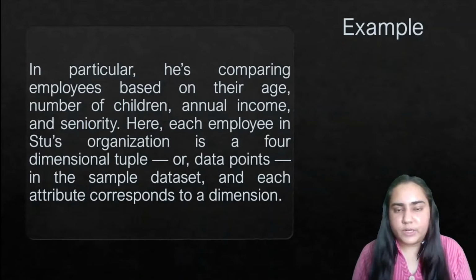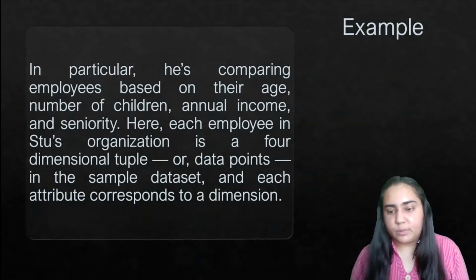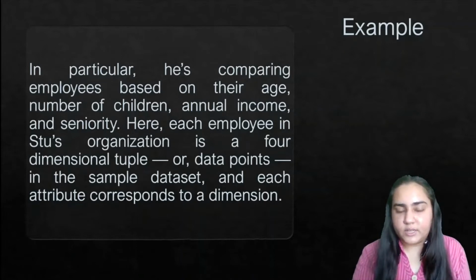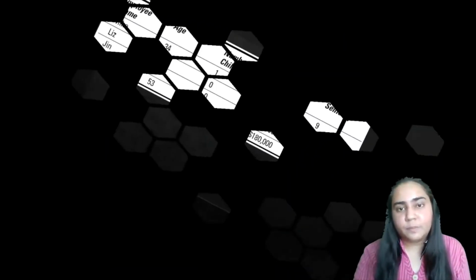So these are the 4 things based on which the data analyst wants to perform some type of average nearest neighbor classification. Here, each employee in Stu's organization is a 4-dimensional tuple. We are representing each employee as a 4-dimensional tuple, and they are all data points in a sample data set with each attribute corresponding to a dimension.